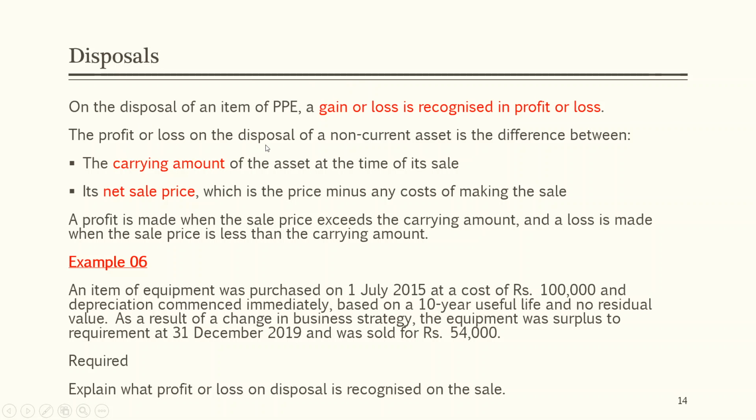The profit or loss on the disposal of a non-current asset is the difference between the carrying amount of the asset at the time of its sale and its net sale price, which is the price minus any cost of making the sale. So simply, the profit or loss on disposal can be calculated as net sales proceeds, meaning the amount we obtain from the sale minus any cost to make that sale, minus the carrying amount as at the disposal date. The difference we can identify as either profit or loss.